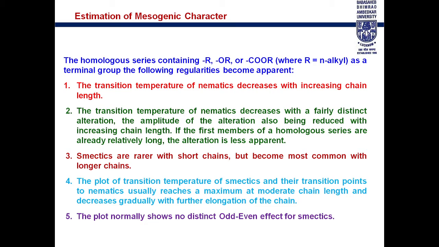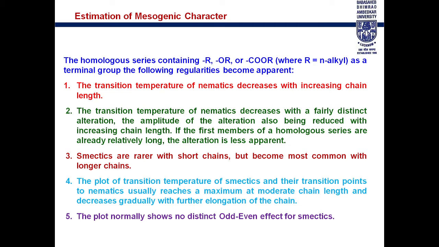The transition temperature of nematics decreases with increasing chain length, with a fairly distinct alteration. The amplitude of alteration is also reduced with increasing chain length. If the first members of the homologous series are already relatively long, the alteration is less apparent.